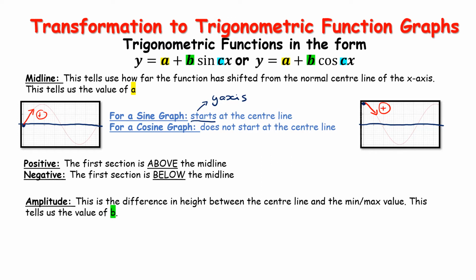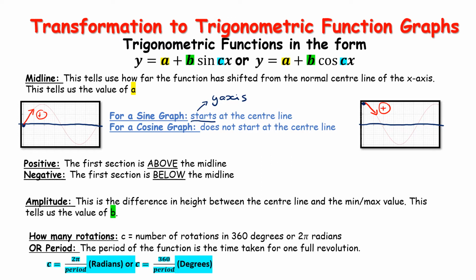The trickiest one is our C, and we have 2 ways to figure that out. So the easiest way, and the way that I'd always try first, it just may not always work, is how many rotations. So C is how many times the graph rotates normally or in 360 degrees or 2 pi radians. So if it rotates twice, it's going to be 2x. If it rotates 3 times, it's going to be 3x. So that's quite straightforward.